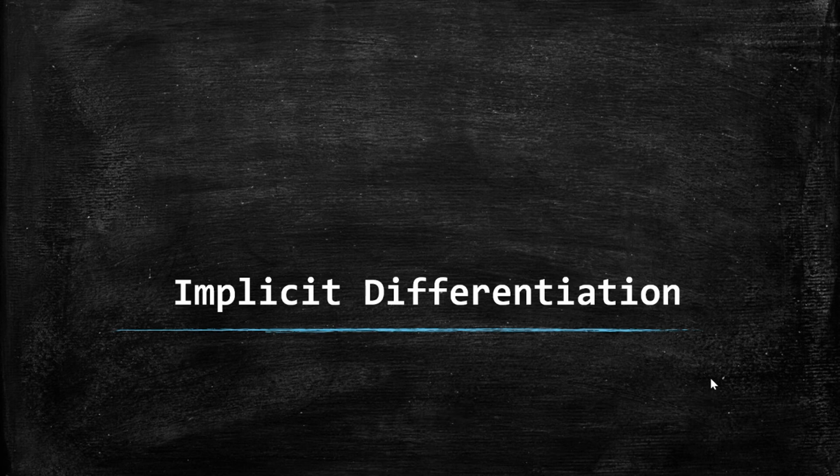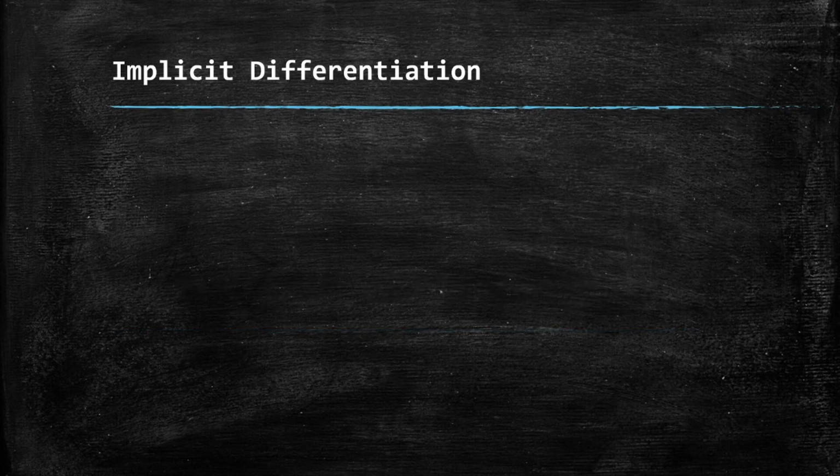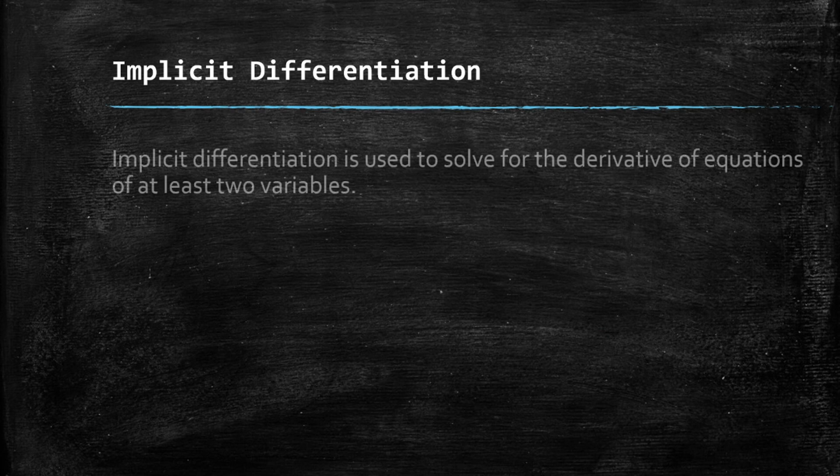So let's begin. Okay, so for our definition, let's start with this idea. What is implicit differentiation? When we say implicit differentiation, it is actually a process used to solve for the derivative of equations of at least two variables.